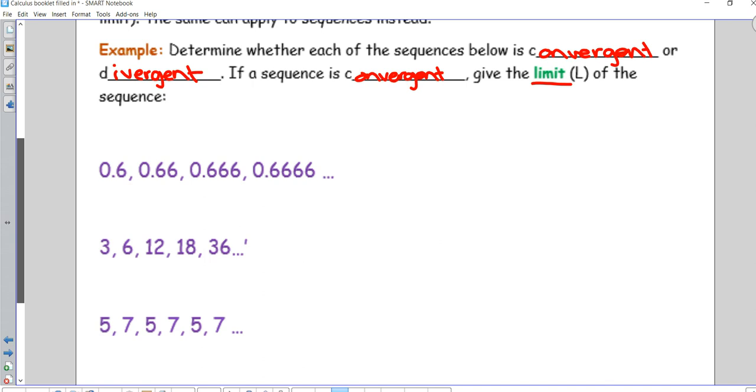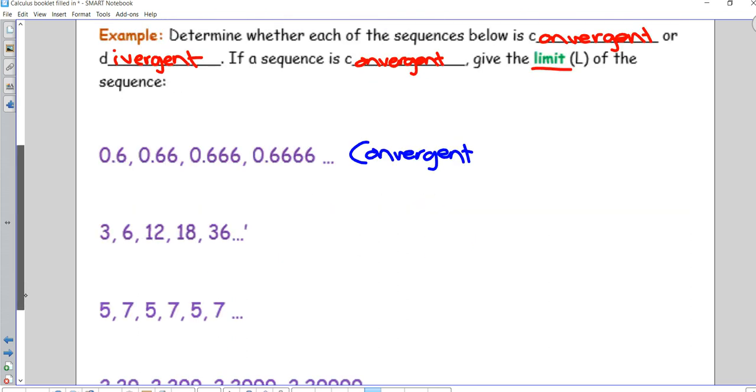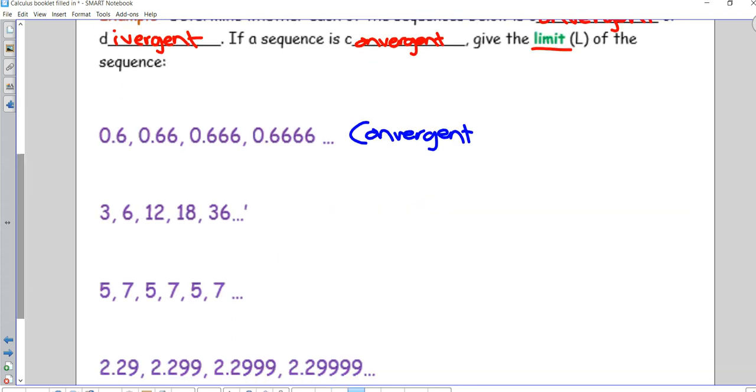So here's a sequence: 0.6, 0.66, 0.666, 0.6666. Would you say it's approaching a constant value? Yes. Convergent. And if it's convergent, we want to say what the limit is. What is L? What is it approaching? Is it approaching 0.7 or 0.67?